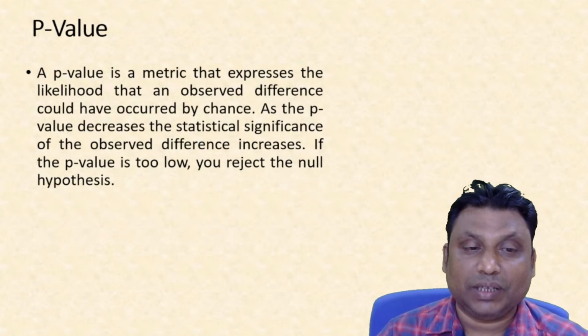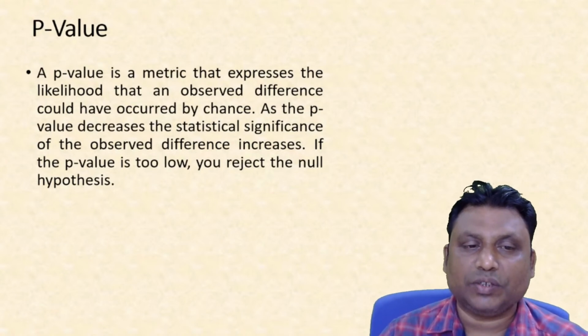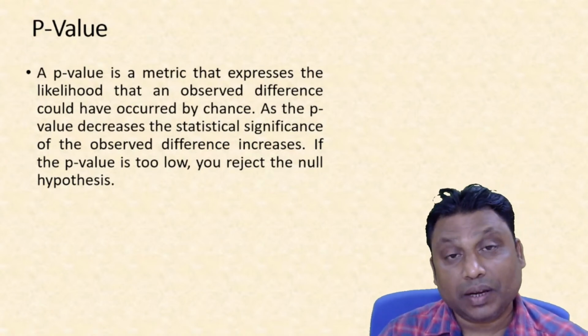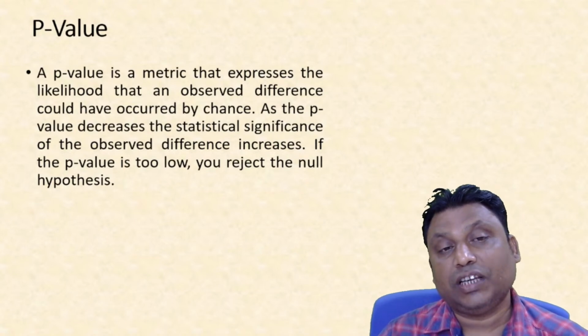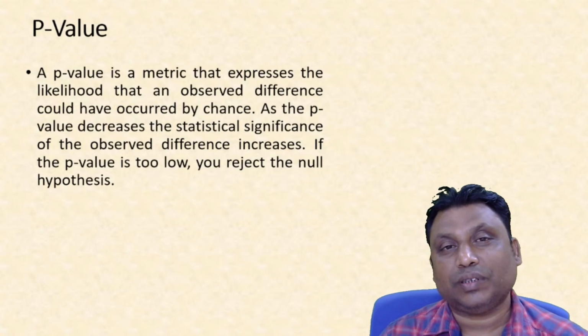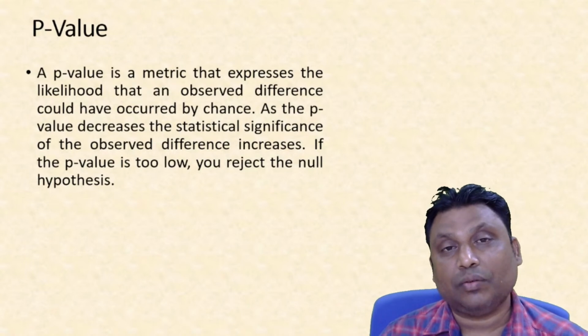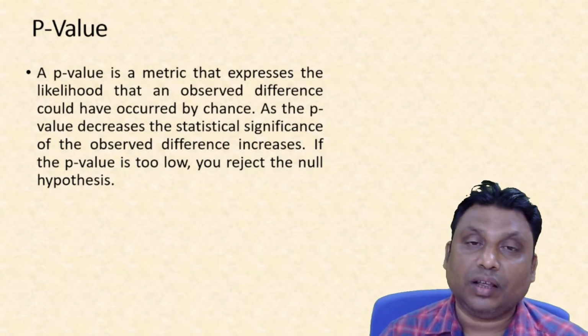Probability value or significance value, we can say. P value is a metric that expresses the likelihood that an observed difference could have occurred by chance. As the P value decreases, the statistical significance of the observed value increases. If the P value is too low, you reject the null hypothesis. That means if your significance value is less than 0.05, then you reject the null hypothesis. If it is more than 0.05, we accept the null hypothesis. This is the P value and level of significance of the data. So we have to find out whether your null hypothesis is rejected or accepted.